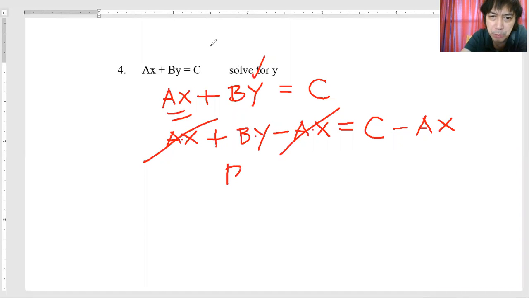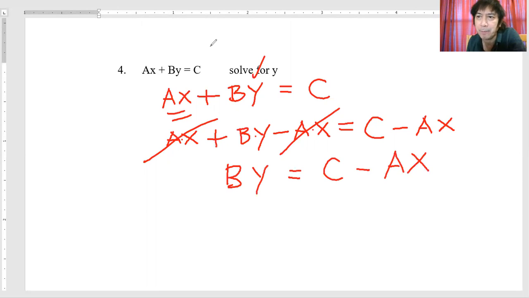So we have b times y equals c minus a times x. There. All right, we're almost done. We have the y and the b. Now, the only problem there is the b. So usually the b will go by divide. So we will divide now. So this is now b times y.